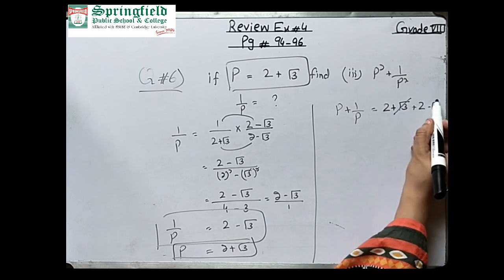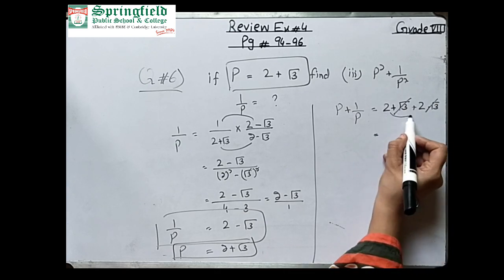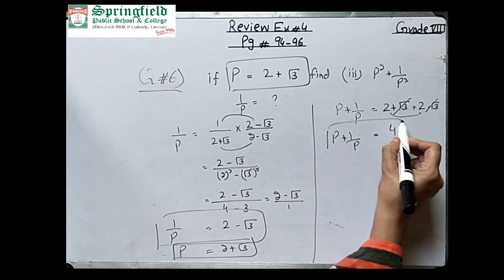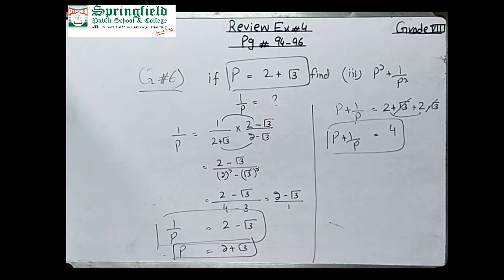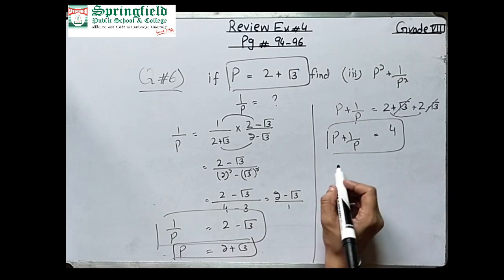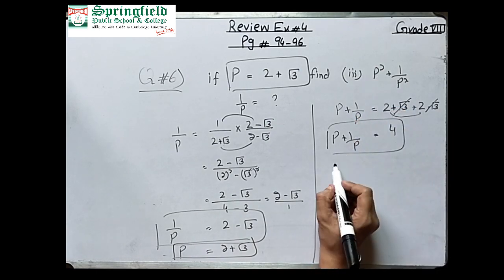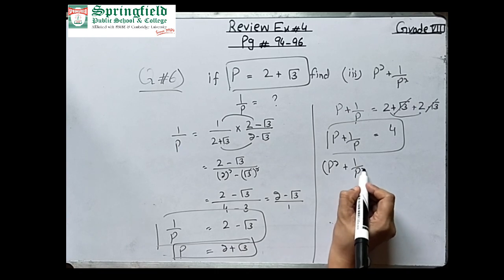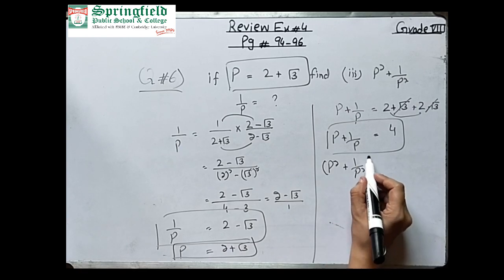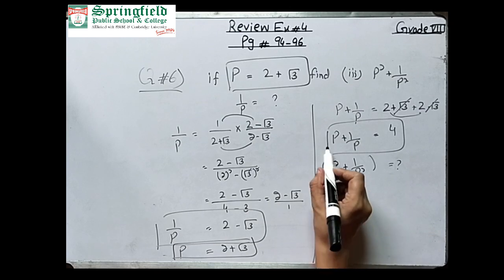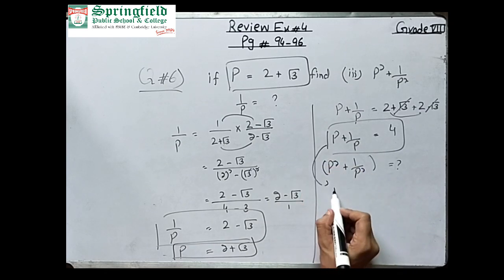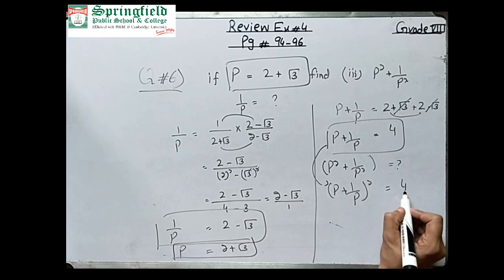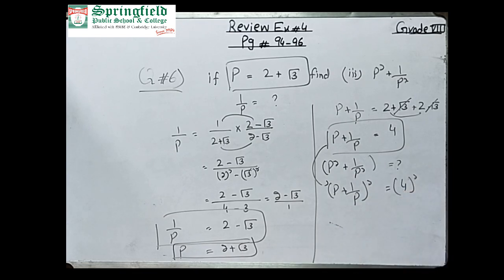So plus 3 minus 3 can be cancelled. So 2 plus 2 is 4. P plus 1 by p is equal to 4. Now take the square of the required term. They are asking about this term, so we will take the square of this term. First, (1 by p) whole square is equal to 4 whole square. Take the square on both sides.